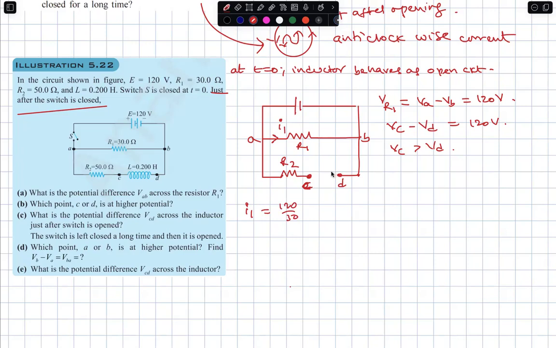Switch is closed at t equal to 0. Just after the switch is closed, there is no current through this part at t equal to 0. The current will flow through this. Got the point? Right. Arya, someone was asking this question. Any doubts?